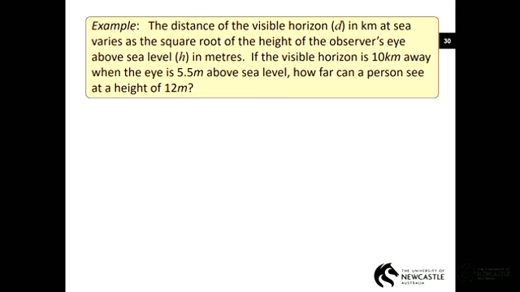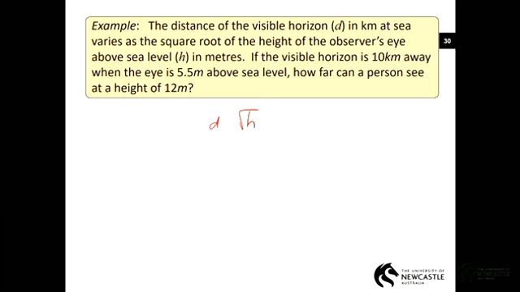The distance, again, the wording can get confusing. I'll try and keep any example and quiz ones just nicer, okay? We're not going for a trap because of the wording. The distance of the visible horizon D in kilometres at sea varies as the square root of the height of the observer's eye above sea level, h in metres. In all of that, I'm seeing it's a D and it's an h. There's a square root of the height, not root D, root h. That's all it says about the variables.